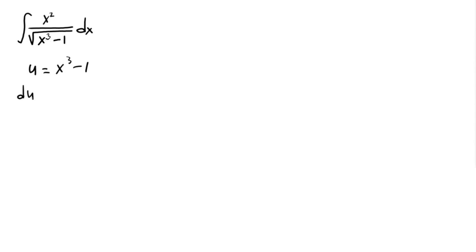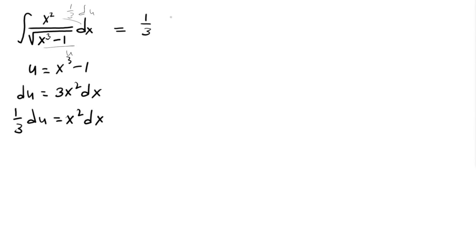So du is going to be 3x squared dx. And then I don't have the 3 up here, so that means I need to pull that over to the other side. Now underneath the square root sign here, I have my u, and on top I have my 1/3 du. So this becomes, again, the 1/3 can come outside, the antiderivative of du over the square root of u.